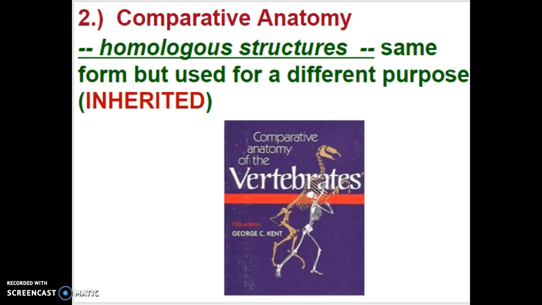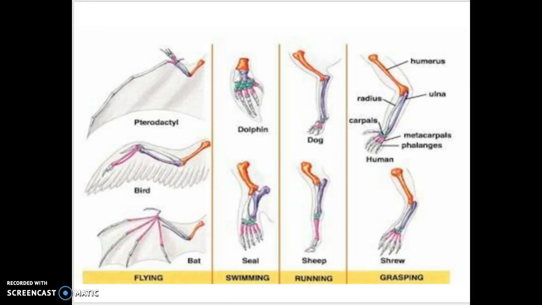We can also take a look at comparing the anatomy of common animals that are around today. Homologous structures. These are structures that are made from the same material but used for a different job. So they're the same form, but they're used for a different purpose. Homologous traits are inherited along a line of descent.